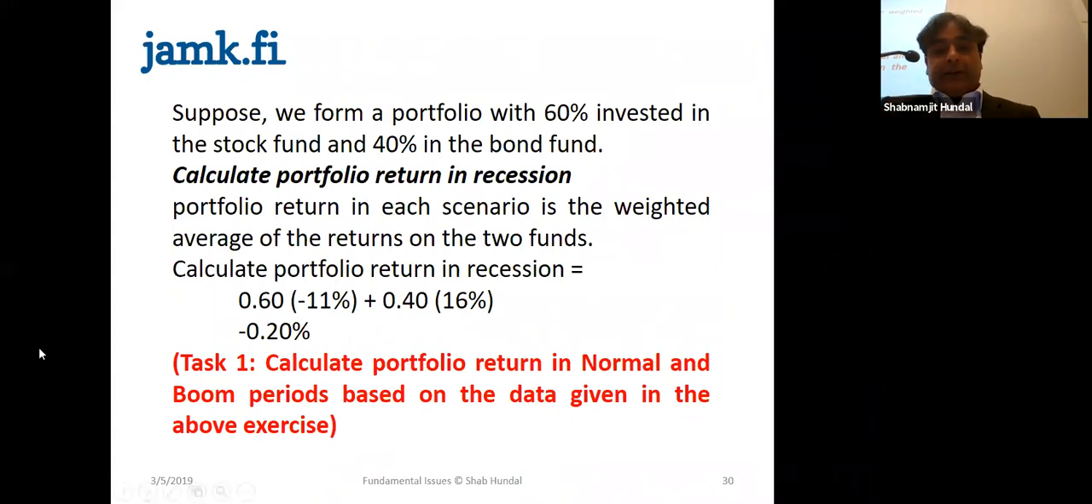Imagine the investor says, oh my gosh, I'm scared, I would be losing minus 2%. Then you can give a suggestion: why don't you reverse the weight? Why don't you invest 60% in the bonds and 40% in the stocks? Then you can have a positive return. Or if you increase the weight on the bond and reduce the weight on the stocks, you can be earning more wealth.